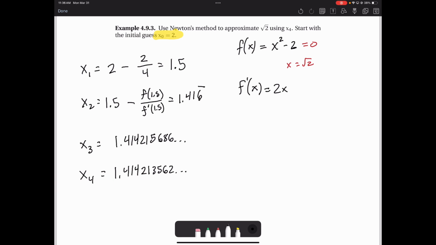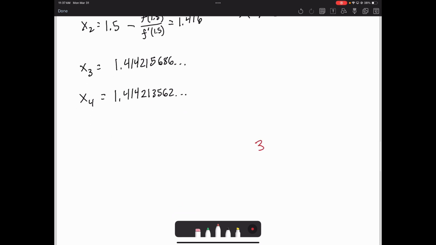Okay. Any questions about how Newton's method works? Okay. So let me give you another one. What if I wanted to know the cube root of, I don't know, 50?